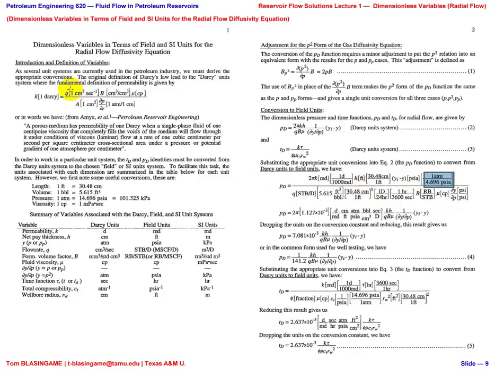We work in cc's per second over here. What do we work in the petroleum industry? Stock tank barrels per day. So we're going to have 5.615 cubic feet per barrel, 30.48 centimeters per foot. That's going to end up getting cubed. 1 day is 24 hours. 1 hour is 3,600 seconds. Okay. You guys got a feel for this?